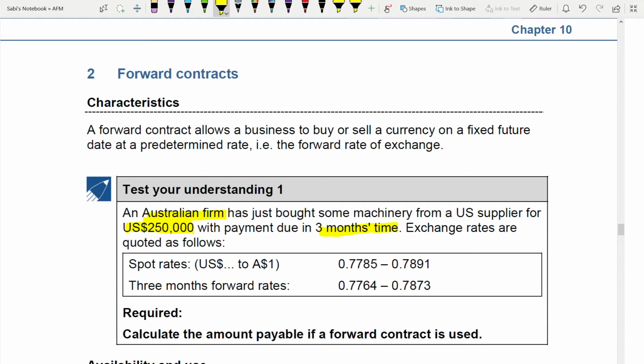Now, exchange rate. You have been given the spot rate as well as the 3 months forward rate. Calculate the amount payable if a forward contract is used. So we don't have to worry about the spot rate because we are using forward here. Okay. In forward you are given two rates, 0.7764 and 0.7873. Now tell me which rate you have to pick.